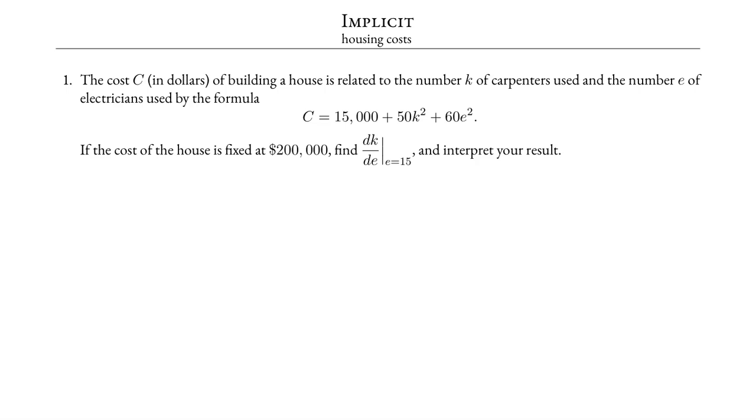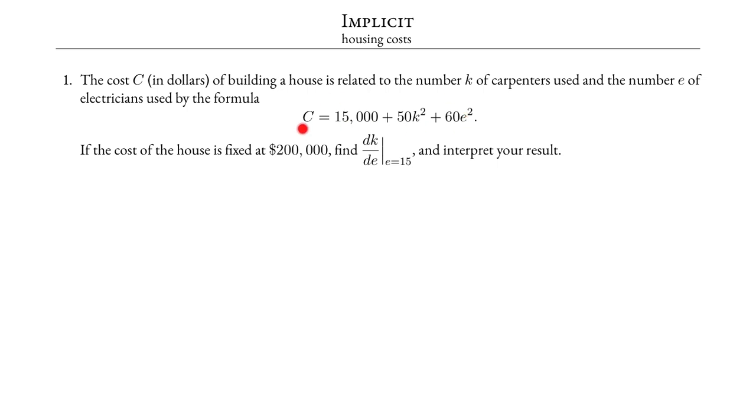The cost C in dollars of building a house is related to the number K of carpenters used and the number E of electricians used by the formula C equals 15,000 plus 50K squared plus 60E squared. If the cost of the house is fixed at $200,000, find dK over dE.